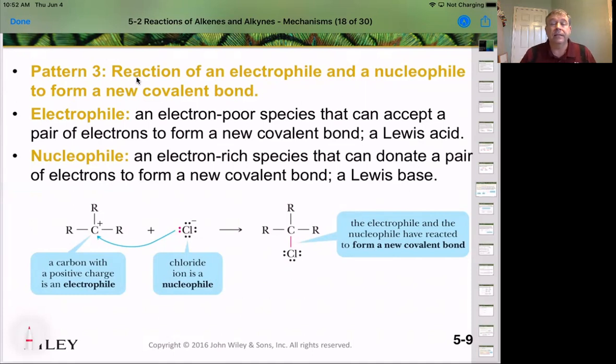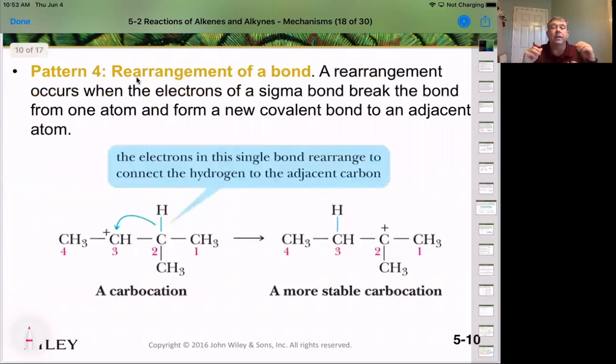A nucleophile tends to be an electron-rich species that can donate a pair. Think Lewis base. Think, I already have a pair of electrons that I can donate to form that new covalent bond. So we have the reaction between an electrophile, which is positively charged, with a nucleophile, which is negatively charged or partially negatively charged.